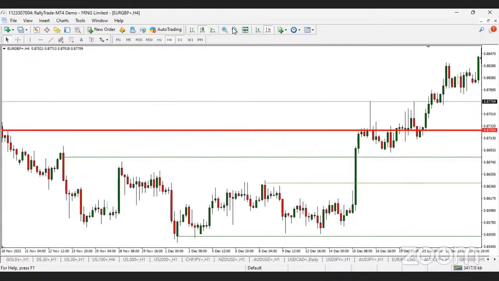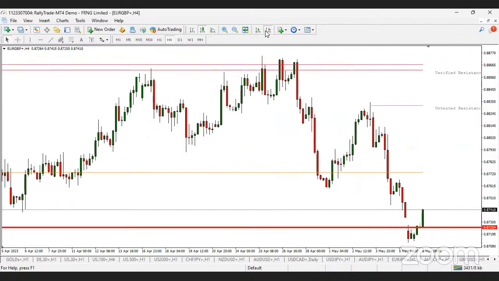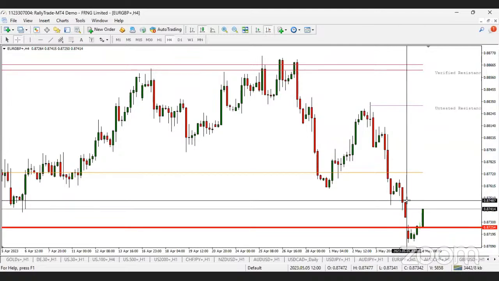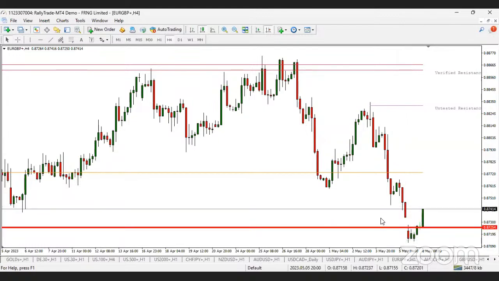Let's scale down to the H4 time frame. On the H4 time frame, you can see price already pushing up. Now, this gap is a result of last week's news, last week's fundamentals, and the close of the market on that Friday. So, as expected, price would close that gap.